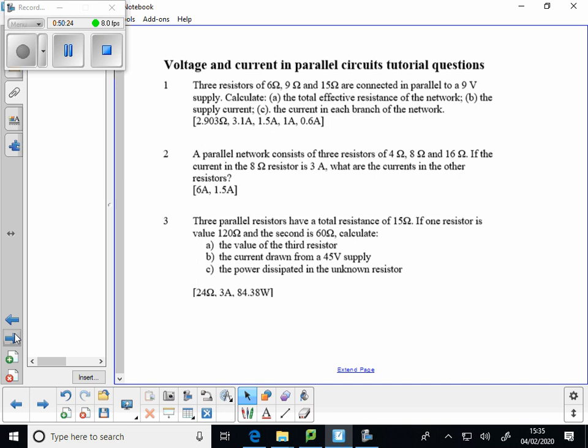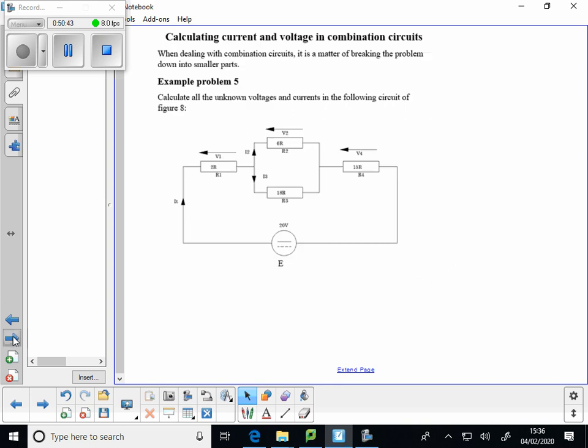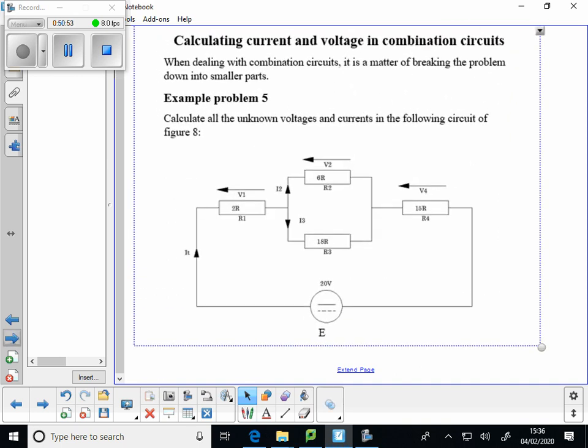There are some example questions that you can have a go at. At some point we won't skip like this every week, but we've already done this in science, so I'm trying to move things along a bit. I know you spend loads of time at home practicing your calculations. Calculating current and voltage in a combination circuit.